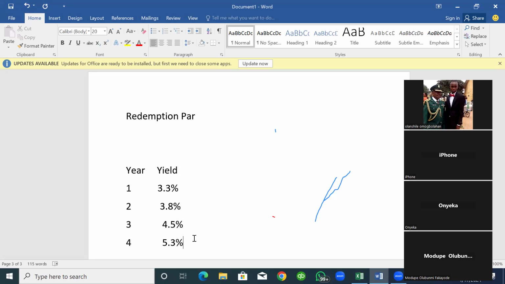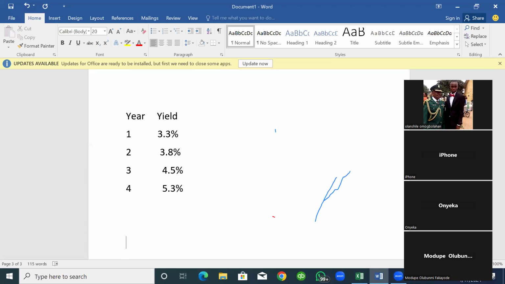5.3%. After that, we'll come again to the next line. We'll now say: the following table of spreads, in basis points, is given for the aviation industry.